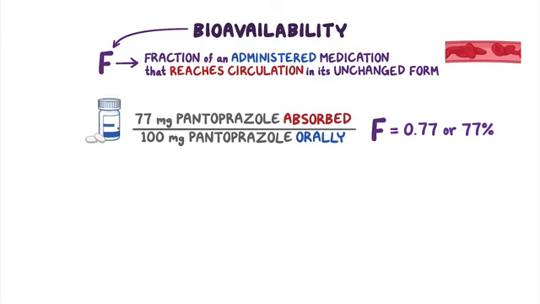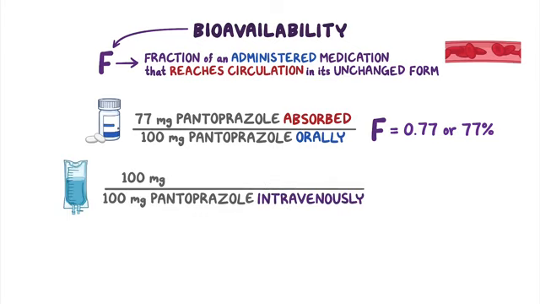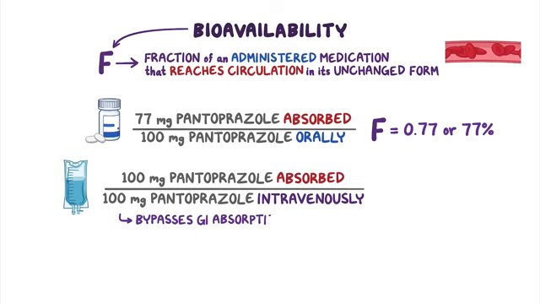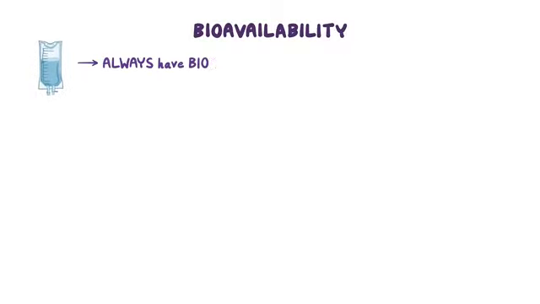In contrast, if the same 100 milligrams pantoprazole is taken intravenously, all of it goes directly into the circulation, bypassing the gastrointestinal absorption and first-pass metabolism. So medications administered intravenously will always have a bioavailability of 1 or 100%.